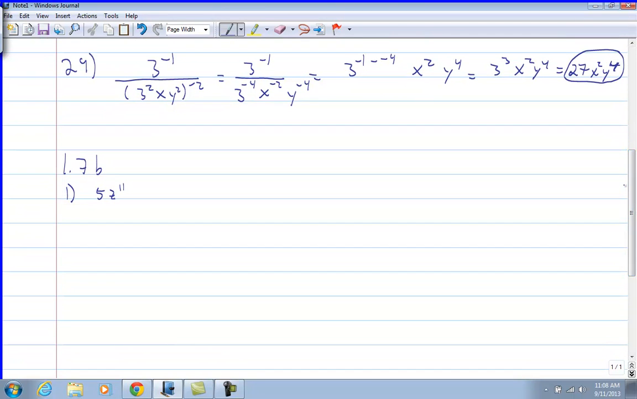Then I have some questions from 1.7b. Let me find my notes. I had to rewrite these. It was emailed to me, and I wasn't quite sure what it was asking, but I figured it out.